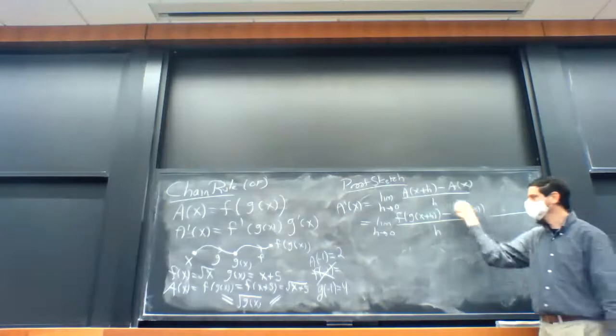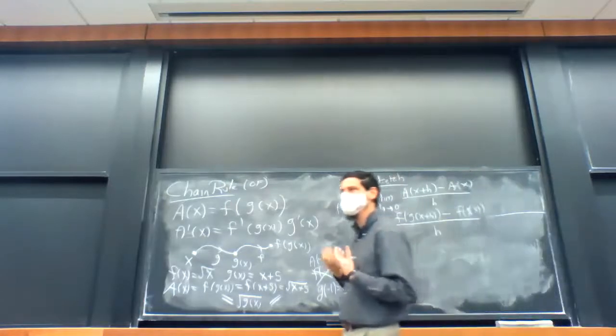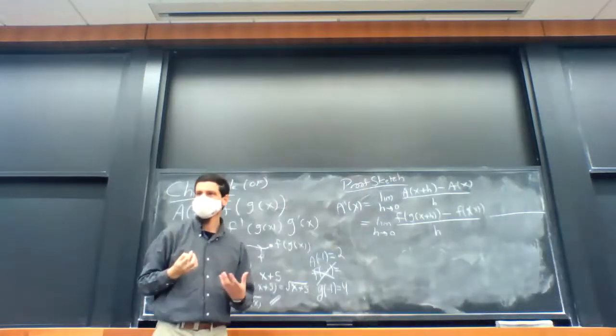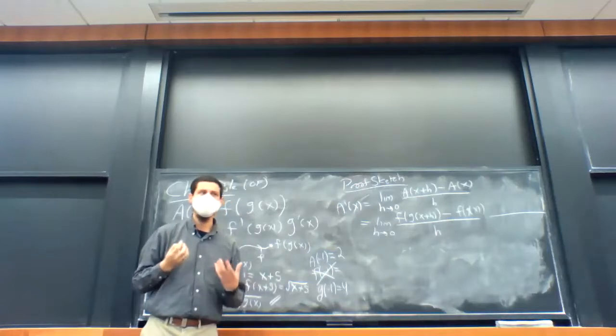I want to get a g prime. What can I multiply by to try to give me a g prime? What does g prime look like? How would you define g prime? g prime is that.